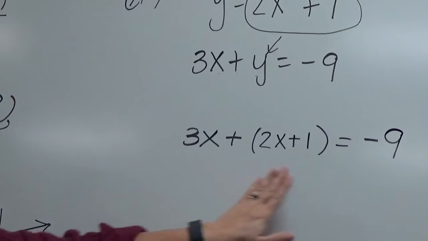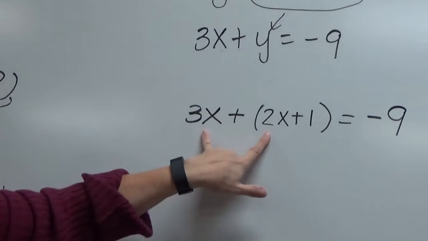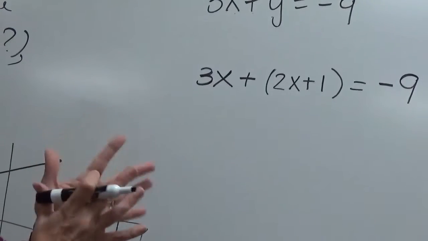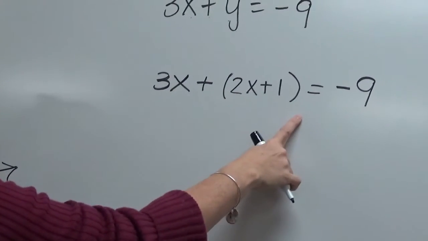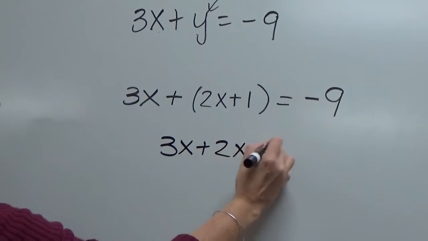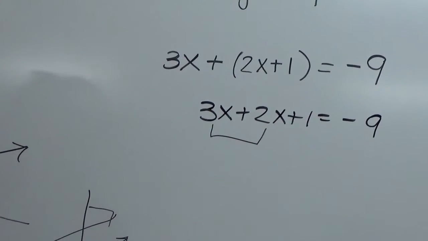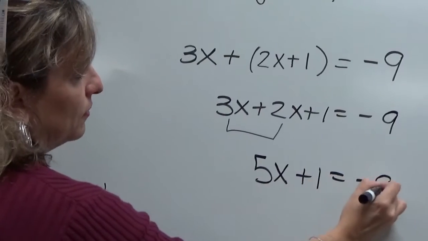Now I look at my problem and I have to combine like terms. Notice I have x's and I have numbers. So I have to get all the x's together and all the numbers together. Do I need these parentheses? I technically don't. I can just drop the parentheses because I don't need to multiply anything. And then I'm going to get these two together. Those are like terms. So I get 5x plus 1 equals -9.